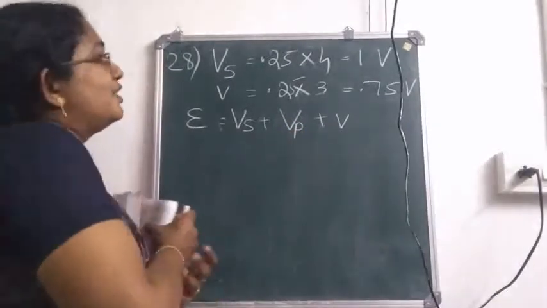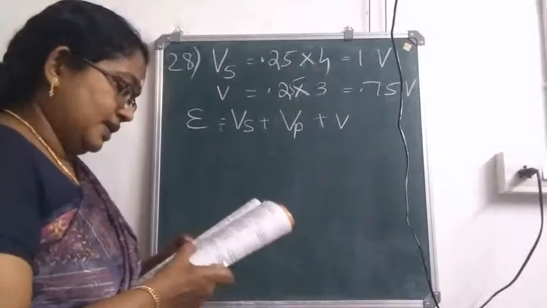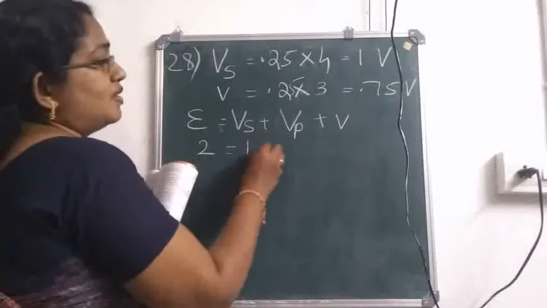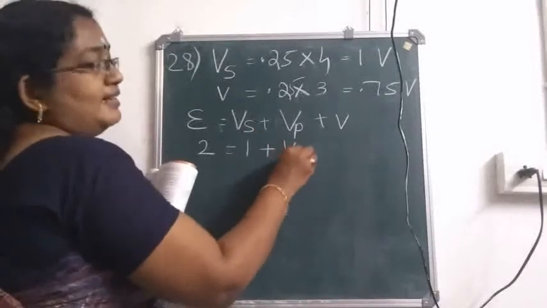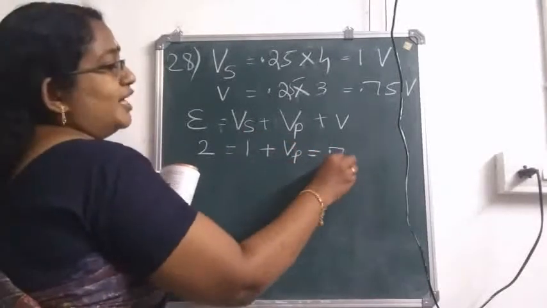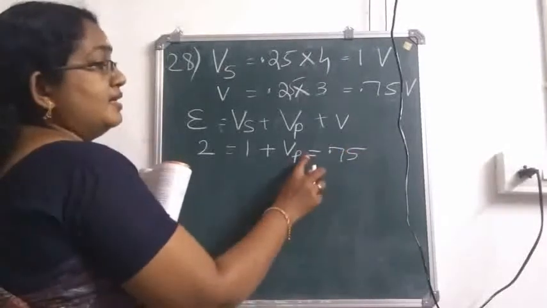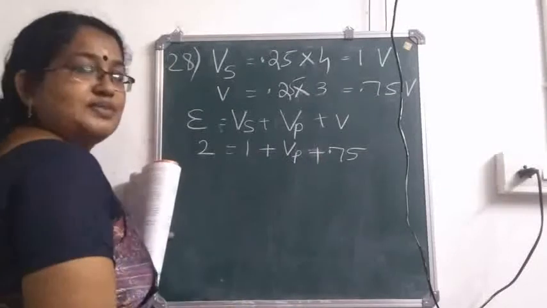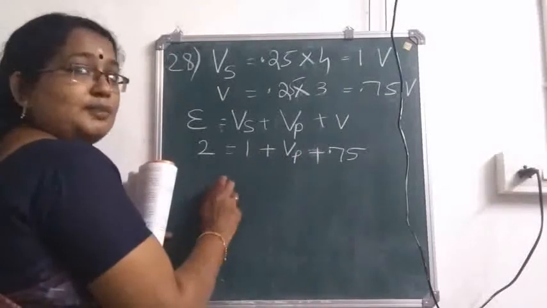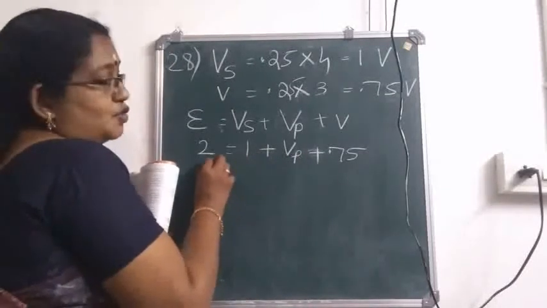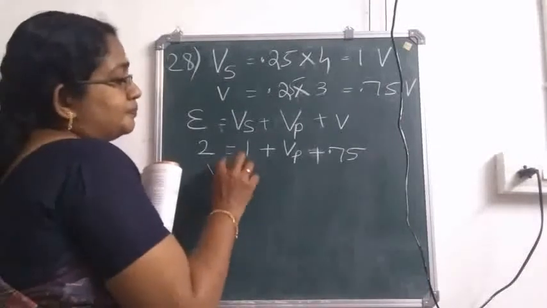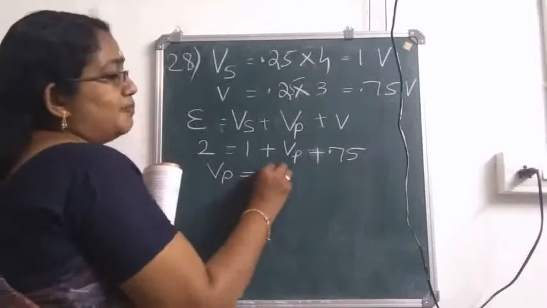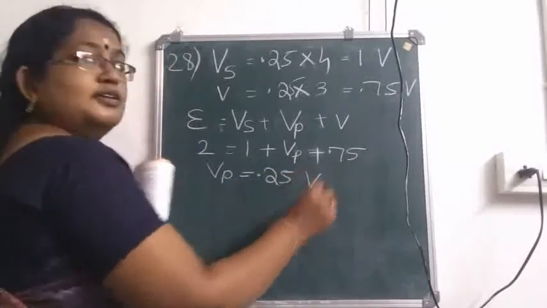Now what is the value for epsilon? Epsilon is 2 volt. For the series connection we got the value as 1. For the parallel connection we don't know the answer. The voltage drop is 0.75. So 1 plus 0.75 is 1.75. 2 minus 1.75 is 0.25. That means the potential difference across the parallel connection is 0.25 volt.